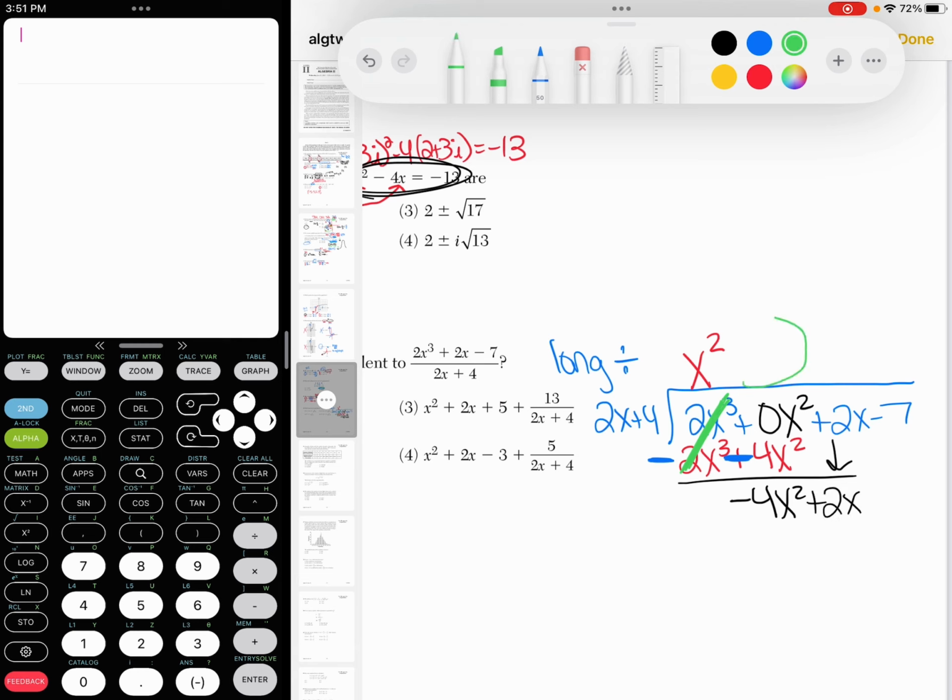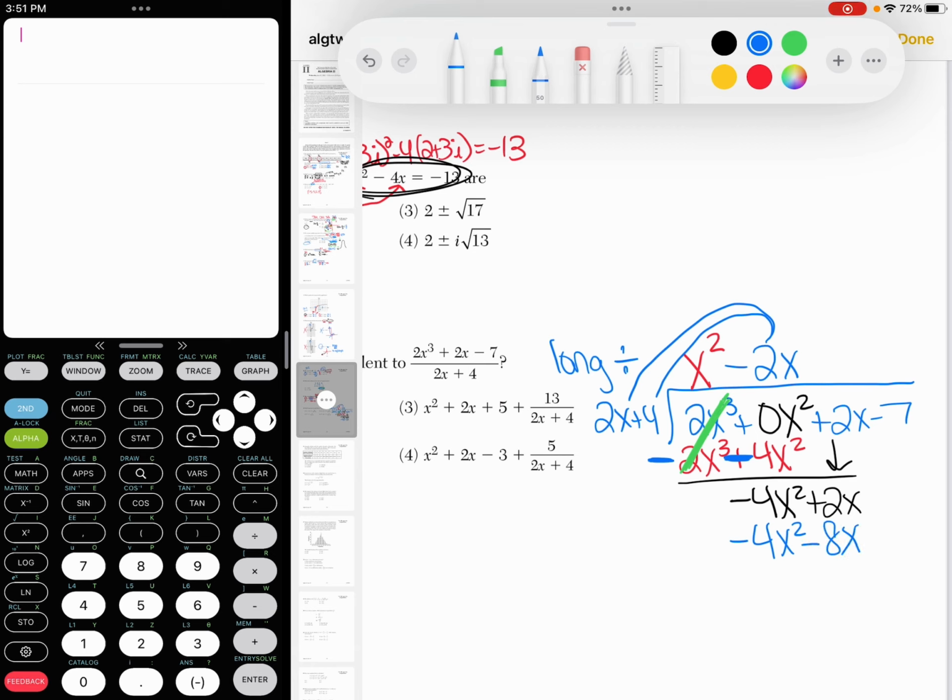So now I need to figure out what I need to put up here so that when I multiply it by 2x, I get a negative 4x squared. If I'm multiplying by a positive 2 and I need to get a negative 4, that's going to have to be a negative 2 up here. And then I'm going to have to multiply the x by an x to get that x squared. So now I multiply it out. Negative 2 times 2 is a negative 4x squared, which is exactly what I wanted to happen. And then negative 2x times 4 is a negative 8x.